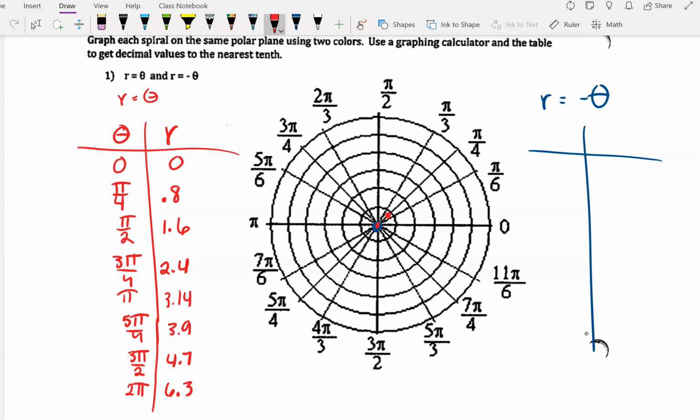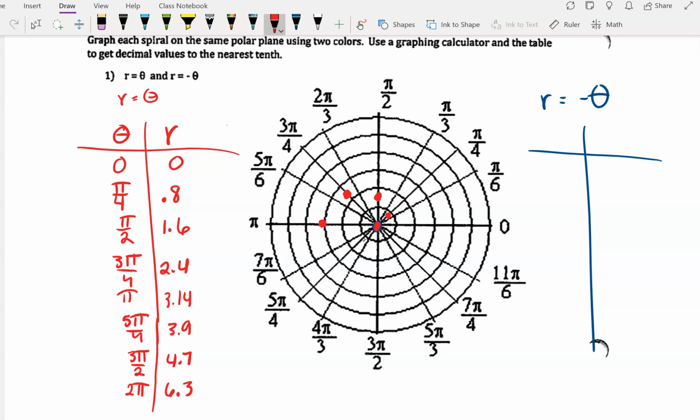I should be doing this all in red. My next point is going to be the angle is going to be pi over 2, and the radius is going to be 1.6. So that's out here, just past 1.5. And then the angle 3 pi over 4, the radius is going to be 2.4. So that's 2.4 is going to be somewhere about there. And then pi, 3.1. So pi is over here, 3.1.